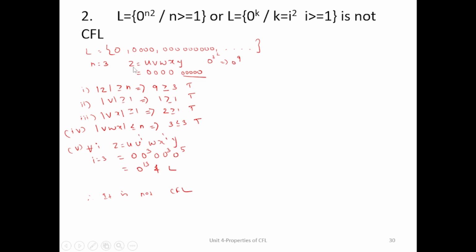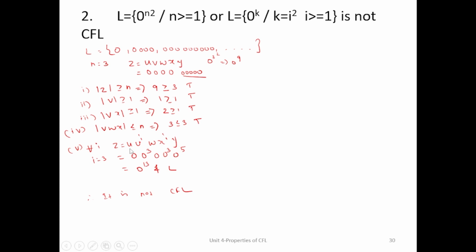We should take a z value of at least 5 symbols, so I am not able to take the first 2 strings, so I am taking the third string. If you want to frame the third string, the n value should be 3, so n is equal to 3, z equal to uvwxy. So I am substituting the first 4 zeros as u, v, w, x, and the remaining 5 zeros for y. Then you check these conditions.